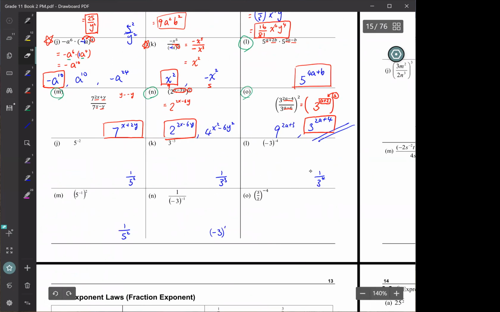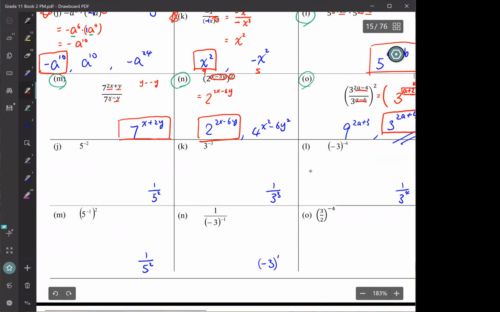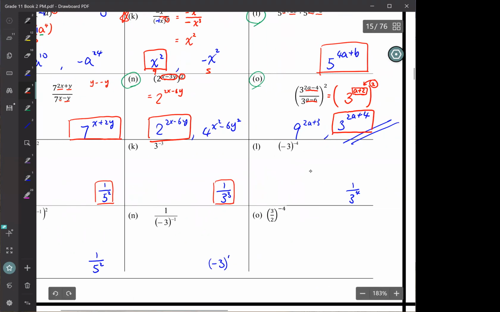I'll check question J first. So J, pretty straightforward, right? -2, so it will go to the other side. So answer like that, okay? You don't need to evaluate. Same with K. J and K, the same thing. Okay, go to the other side. For question L, because you don't need to evaluate, right? So you just keep whatever is in the base, keep it there. It goes to the other side, and then the exponent becomes positive, okay?